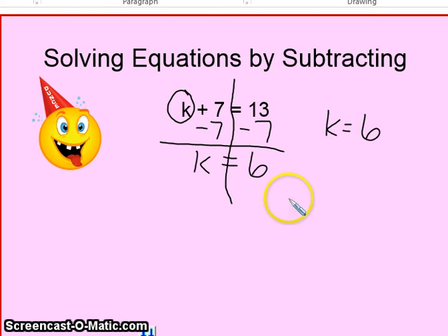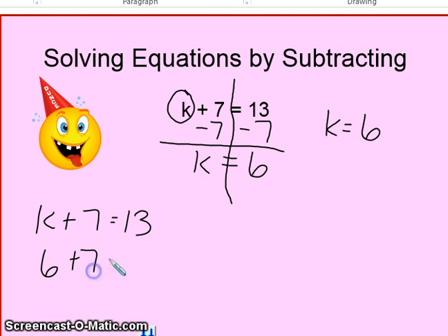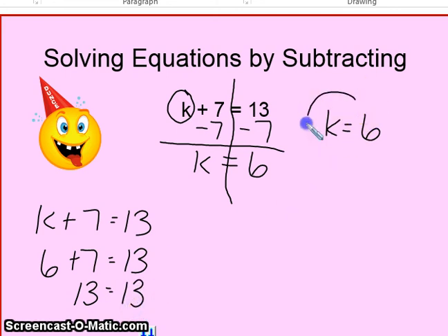I can check and make sure it's correct by plugging 6 into the original equation for k. So k plus 7 equals 13 is my original equation. I'm going to plug in 6. 6 plus 7 is 13. And 13 equals 13 is a true statement. So k equals 6 is my solution.